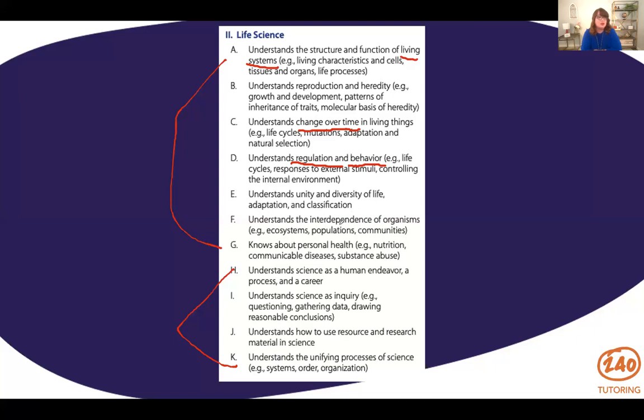And then understands interdependence of organisms. So looking at ecosystems, populations, and communities, and how all those organisms depend on each other. And then lastly, and this one sounds a little bit different, knows about personal health. So nutrition, communicable diseases, and substance abuse. So we're going to break these down and look at some practice questions to help you best prepare.